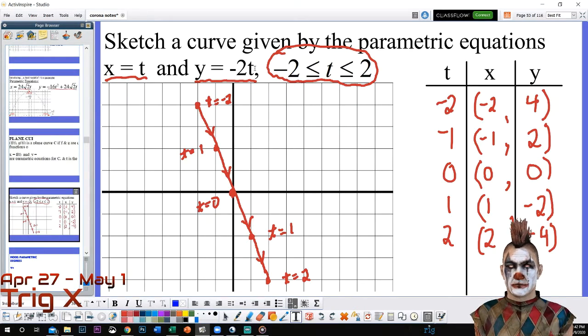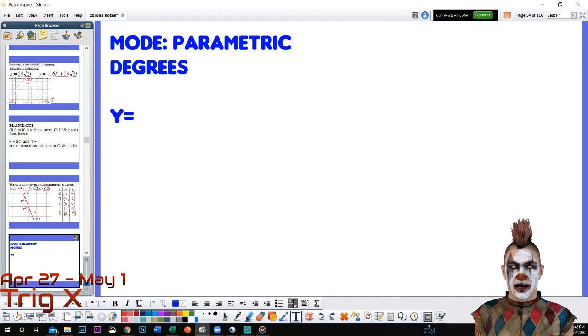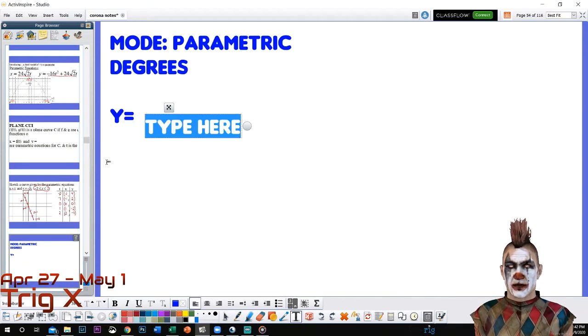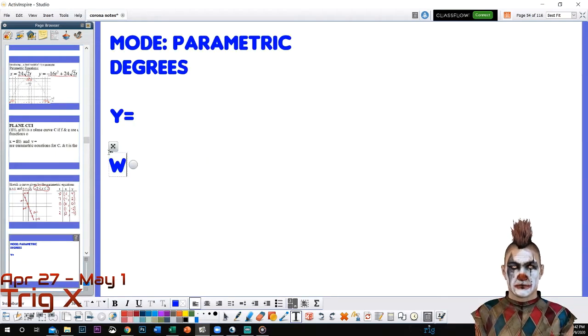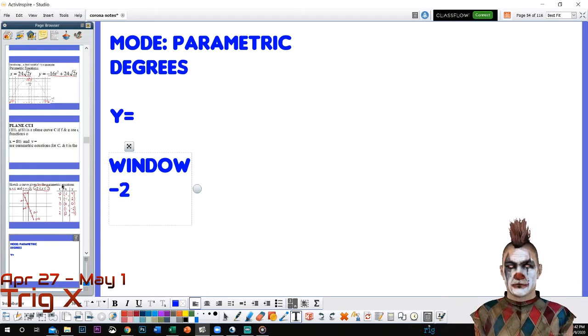Alright, after that, let's change the window. We've already done the y equals, so let's go to window. For this particular one, our t's were between -2 and 2. So what I want to do is put -2 for my minimum for t. My maximum is going to be 2. And then what do you want it to count by?